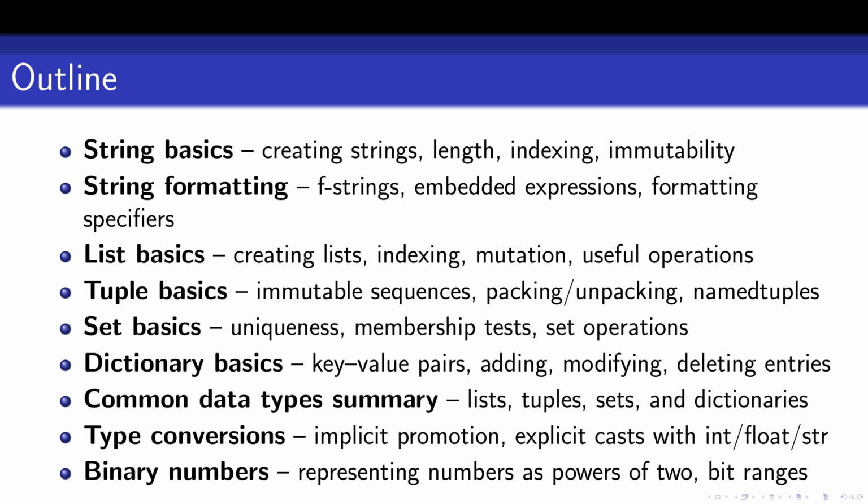Tuples will follow, showing us immutable collections, including named tuples for added readability. Sets come next, where we'll learn about uniqueness, membership tests, and set operations. Dictionaries will be discussed as key-value mappings, and how to add, modify, or delete entries. We'll then look at a comparison of all the common container types before moving into type conversions, both implicit and explicit. Finally, we'll wrap up with binary numbers to understand how computers represent data.